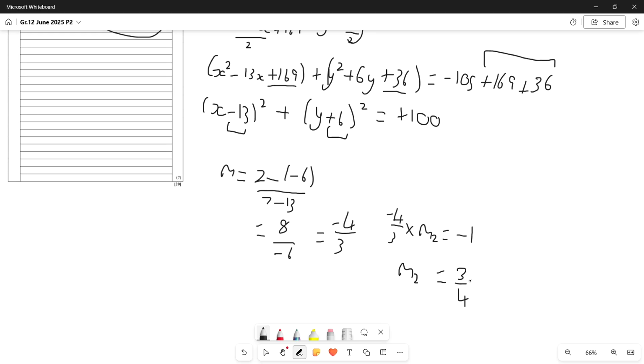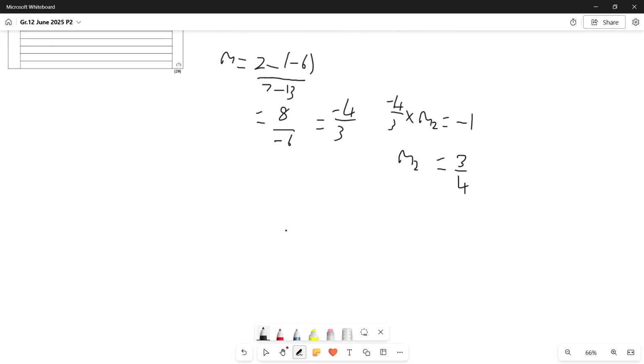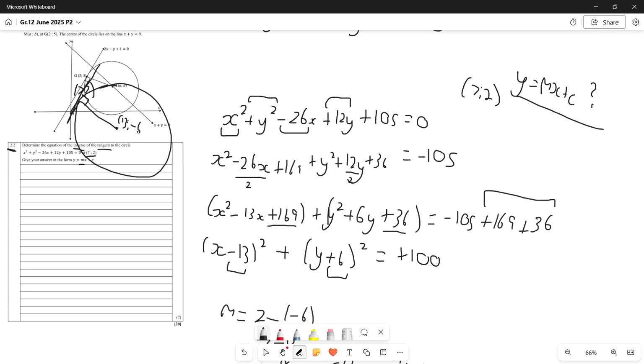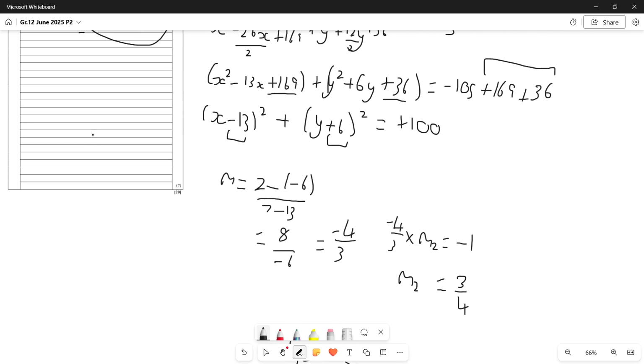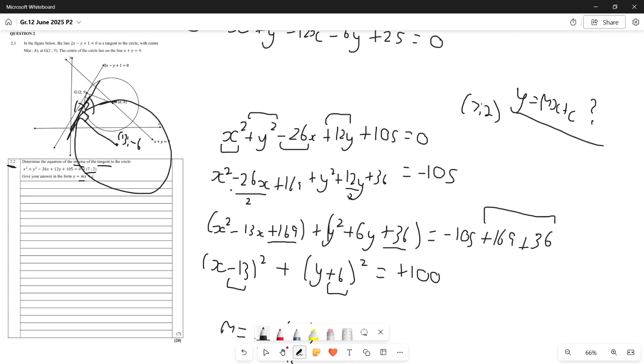We have the gradient of the tangent, but we don't yet have the equation of that tangent, which means we first have to deal with that before we deal with the inverse. So what we have to do is we're going to go y equals 3 over 4 x plus c over here. And then this tangent does not go through this 13 and negative 6. It isn't the radius, but it does go through 7 and 2, this point on the circle. So therefore, we can plug in the 7 and 2 into our x and our y value, which means we have 3 over 4 times 7 plus c, and then our y value was 2 over there.